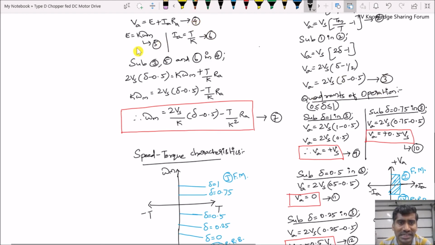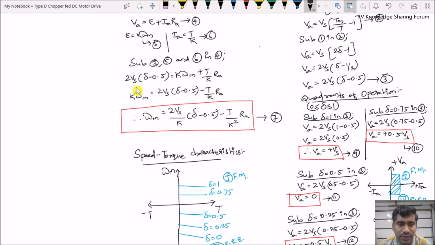So we will get, instead of VA, from equation 3 we get 2 Vs into del minus 0.5, which is equal to, instead of E, from equation 5 we get K omega m, plus instead of Ia, from equation 6 we get T by K Ra. From this, our main objective is to find the speed. Therefore, K omega m is equal to 2 Vs into del minus 0.5, and bringing T by K to the left hand side, it becomes minus T by K Ra.